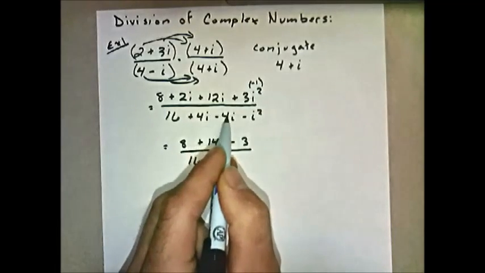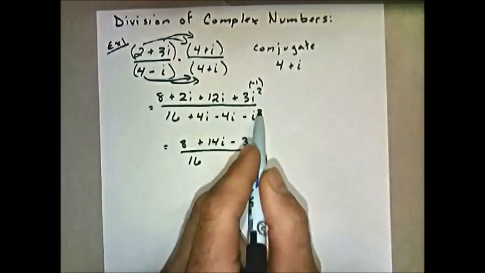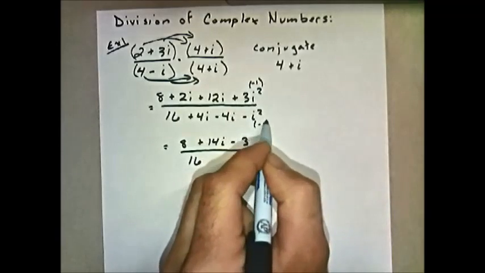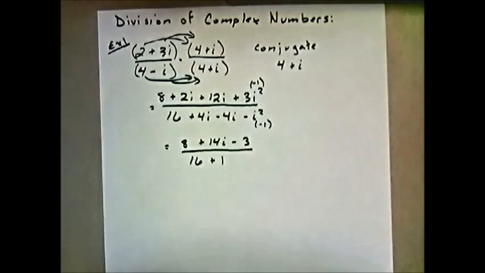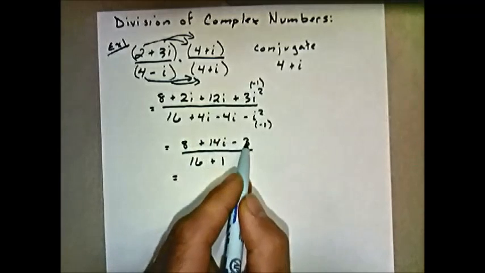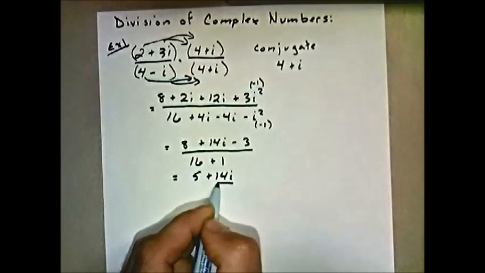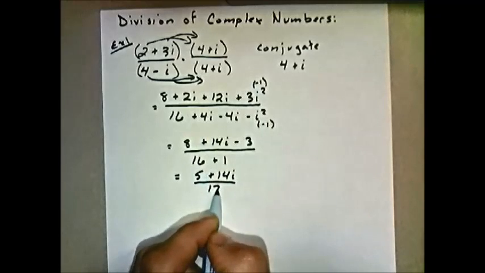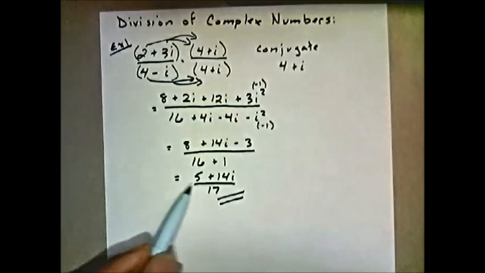The i's in this case are going to cancel, as we discussed at the top. Then minus i squared, remembering i squared is negative 1, so we have the negative of negative 1, we get a plus 1. Finally, simplifying, we have 8 minus 3 gives us 5 plus 14i divided by 17. And there's our final answer.